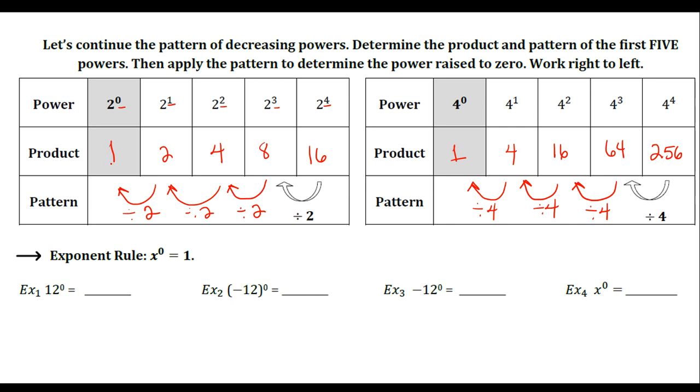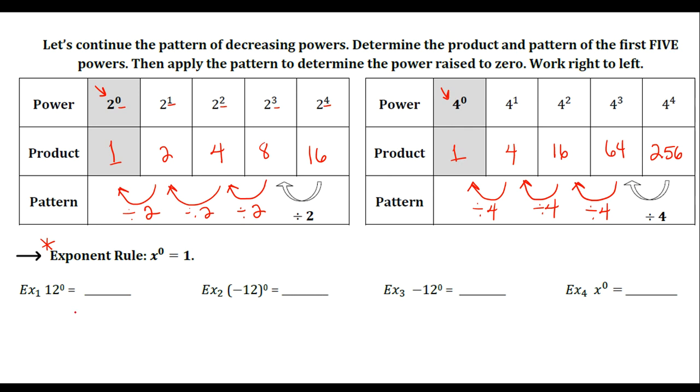So what do you notice? When any base is raised to the power of 0, we get 1. The reason that we get 1 is because raising to the power of 0 really means the base divided by itself. You can see here, 4 divided by 4 is 1. 2 divided by 2 is 1. So in your notes, make sure you write your exponent rule: when you raise a base to the power of 0, you always get 1.